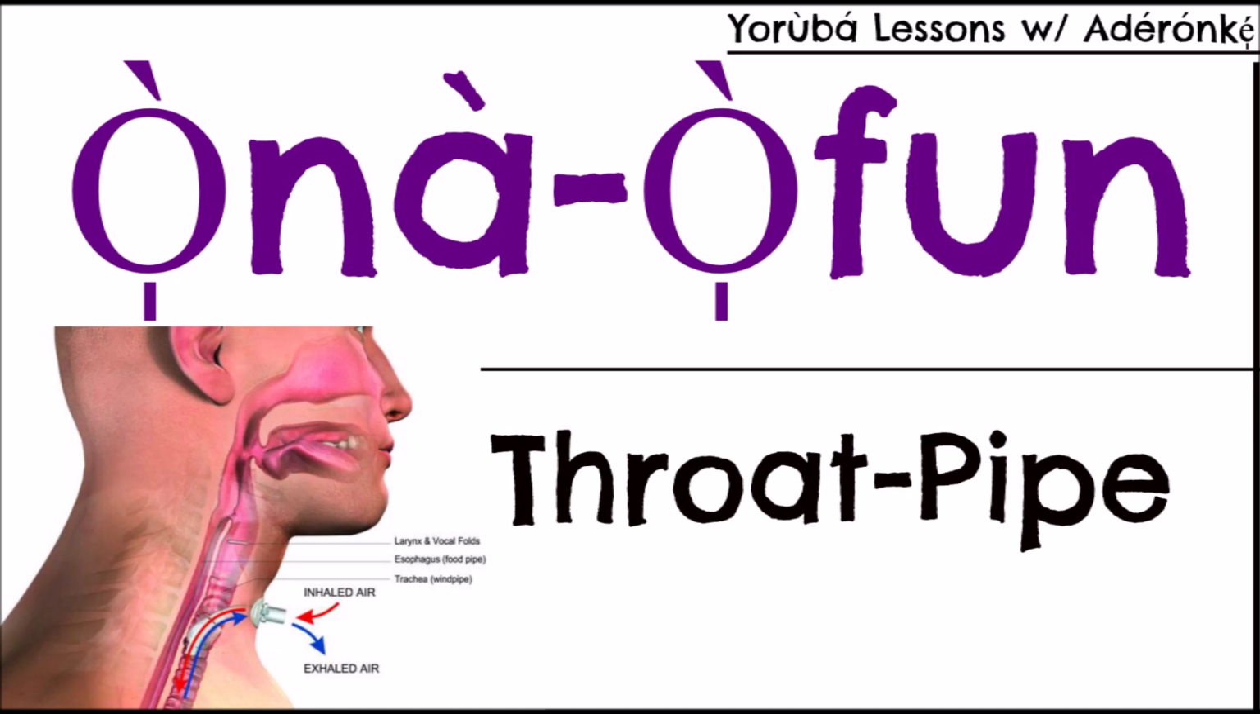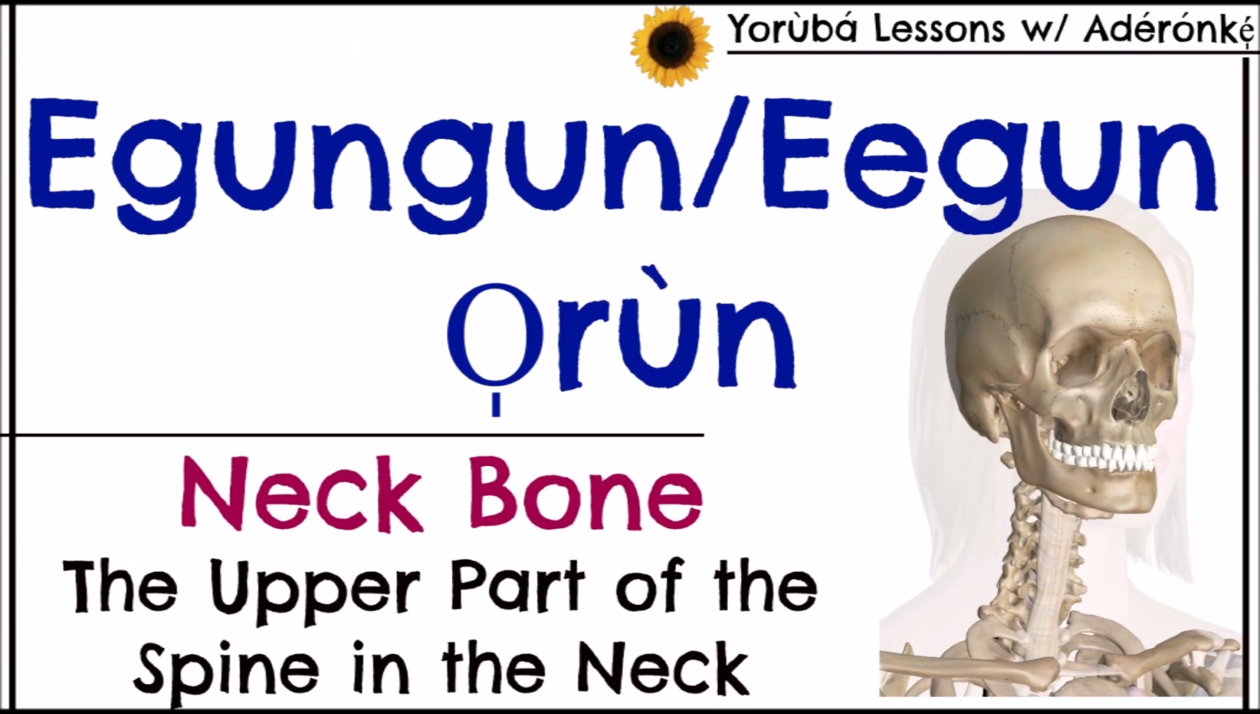Ono, by the way, is way. Could even be road. So the road for the throat pipe, onofun. And then egungun orun. Egungun orun is neck bone. Egungun or egun is bone. Orun is neck. So egungun orun or egun orun.